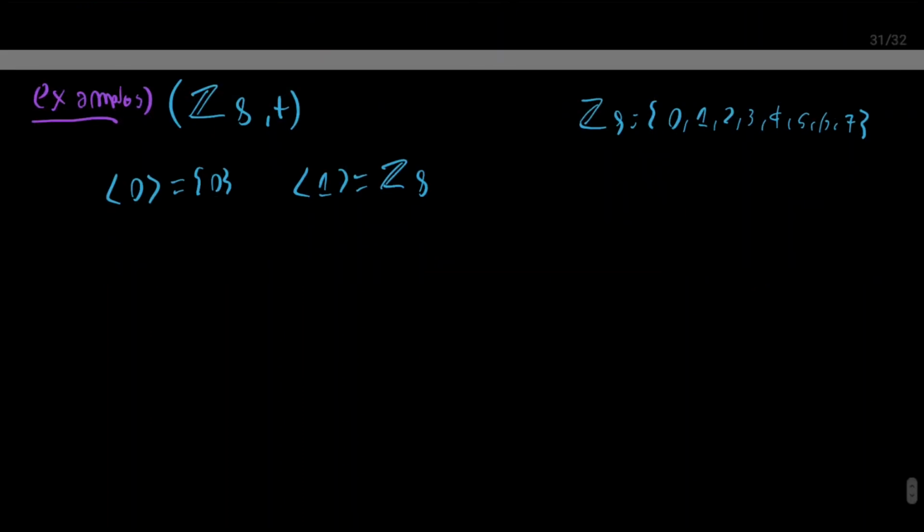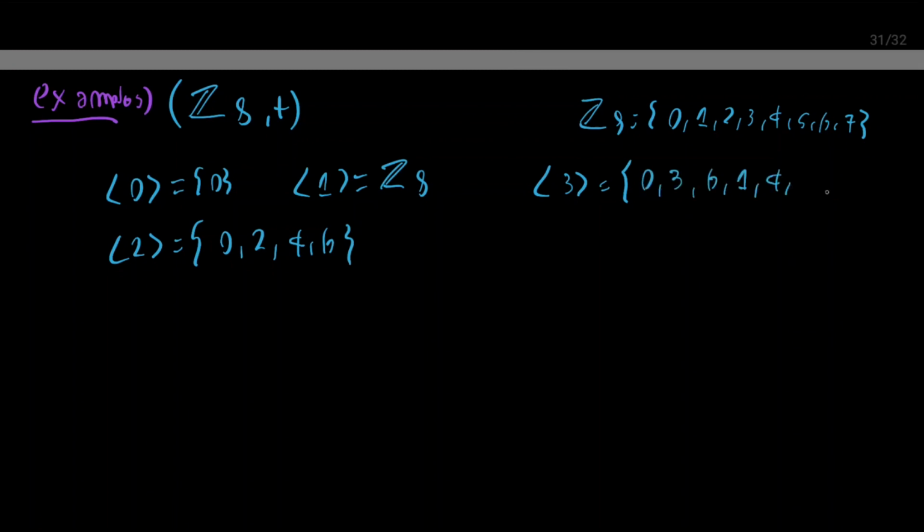Now let's look at 2. The subgroup generated by 2 is the following: 0, 2, 4, 6, and then 0 again. So 2 has order 4, because 4 times 2 is equal to 8. Then let's look at the subgroup generated by 3. That is 0, 3, 6, 1, 4, 7, and then 2, 5, and then it goes back to 0, because 5 plus 3 is 8, and so the order of 3 is 8. And the cyclic subgroup generated by 3 is again the whole set, Z8.